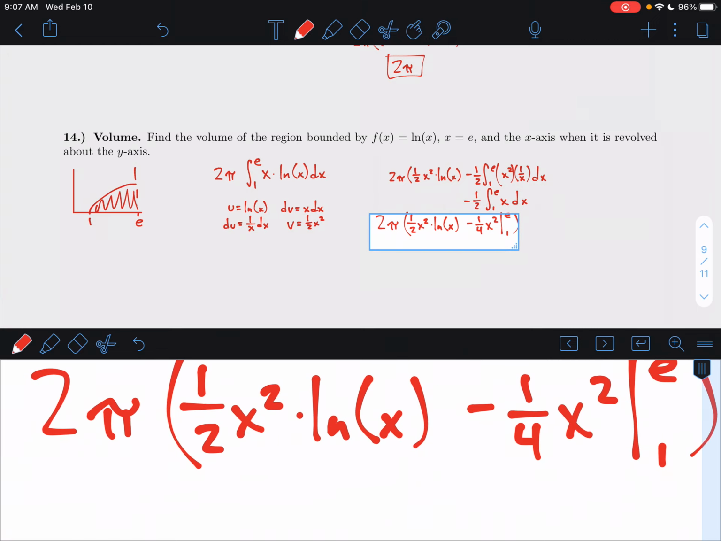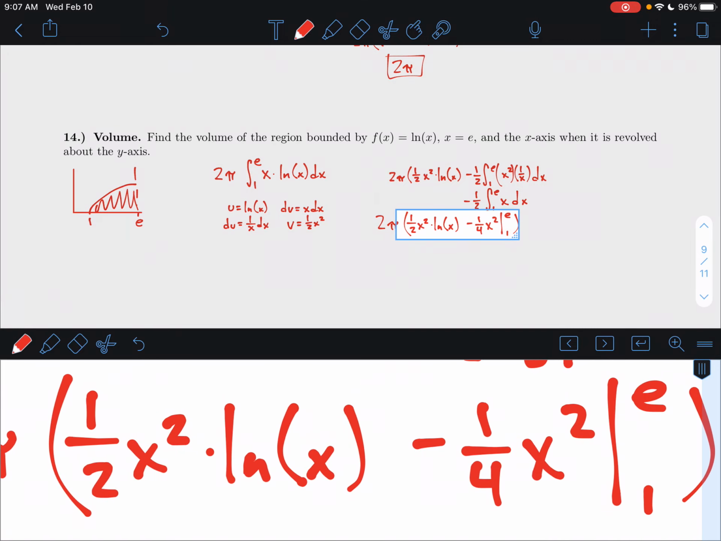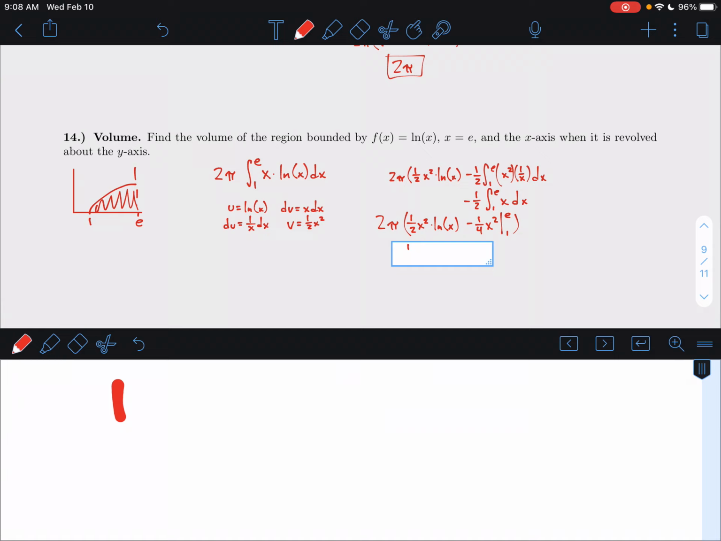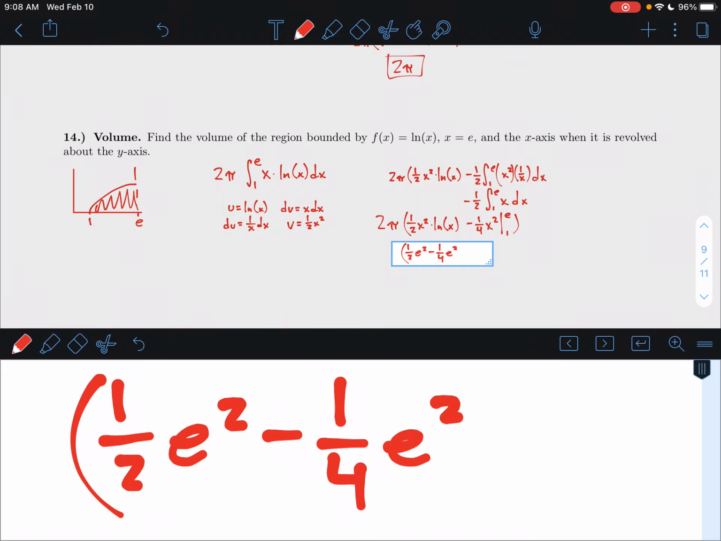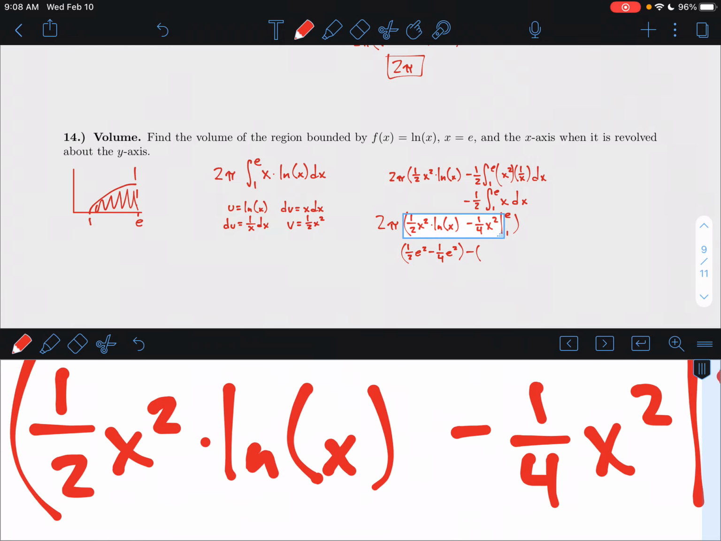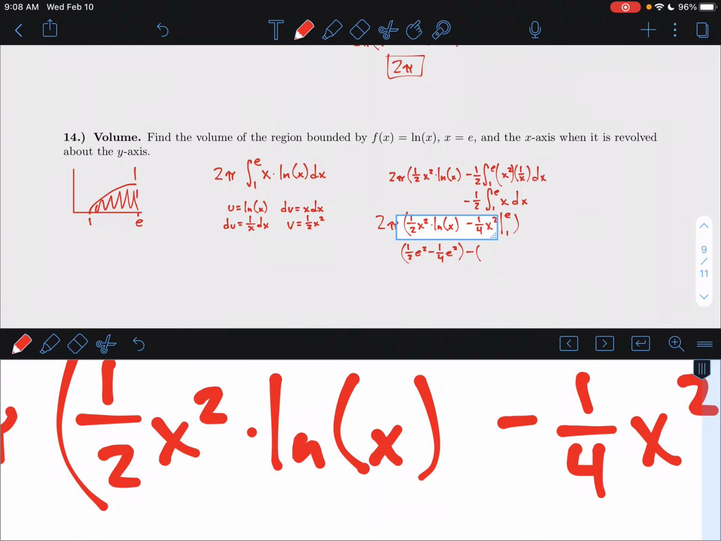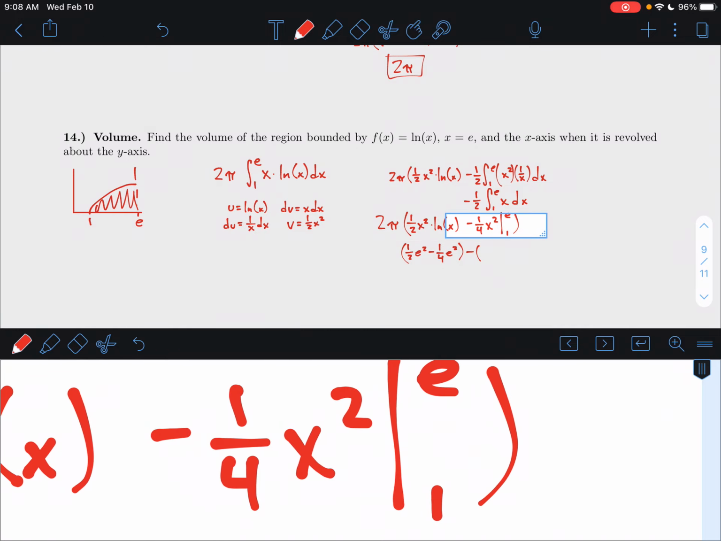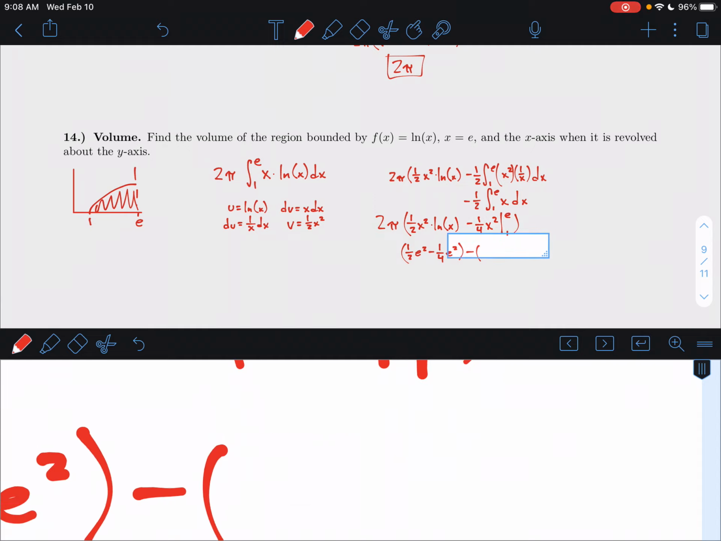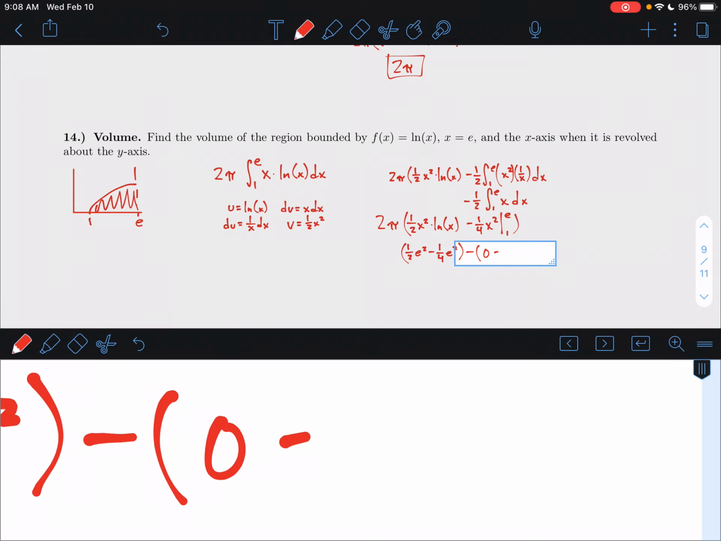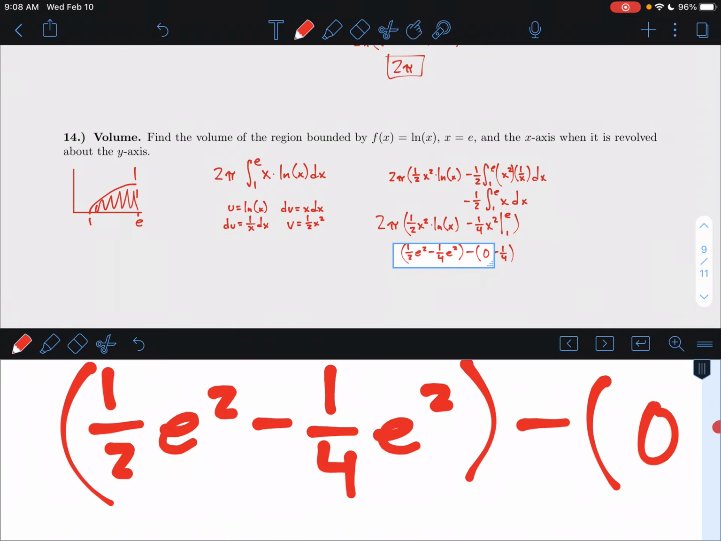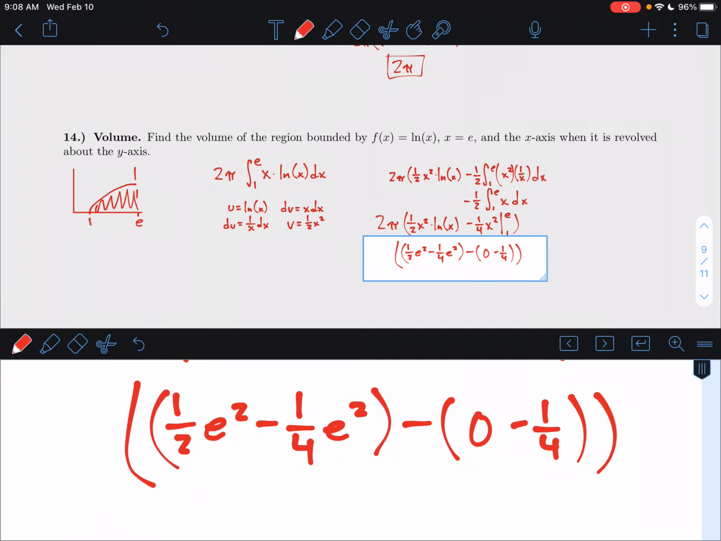So if I plug in e, I'm going to have, let's see, 1/2 e squared times the natural log of e, so 1. So I'd have 1/2 e squared minus 1/4 e squared. And I'm subtracting. I plug in 1. The natural log of 1 is 0. I know that this entire first term is going to turn into 0. And then I have 1 squared is 1 times 1/4. So I have 0 minus 1/4. Can't forget my 2 pi.